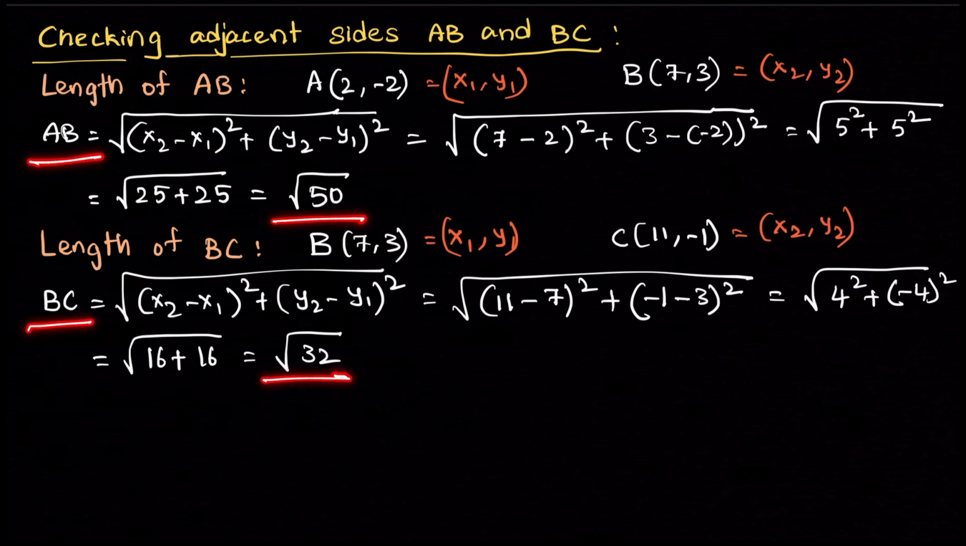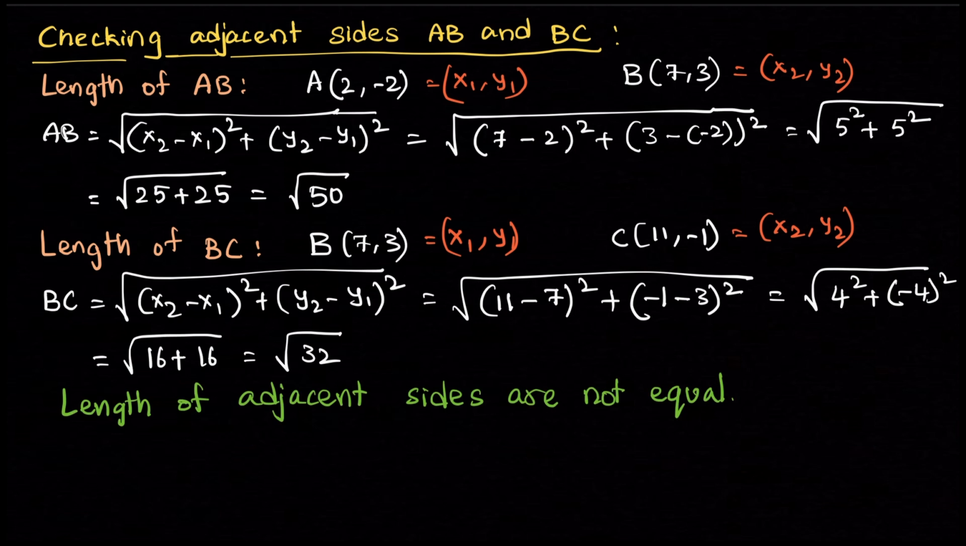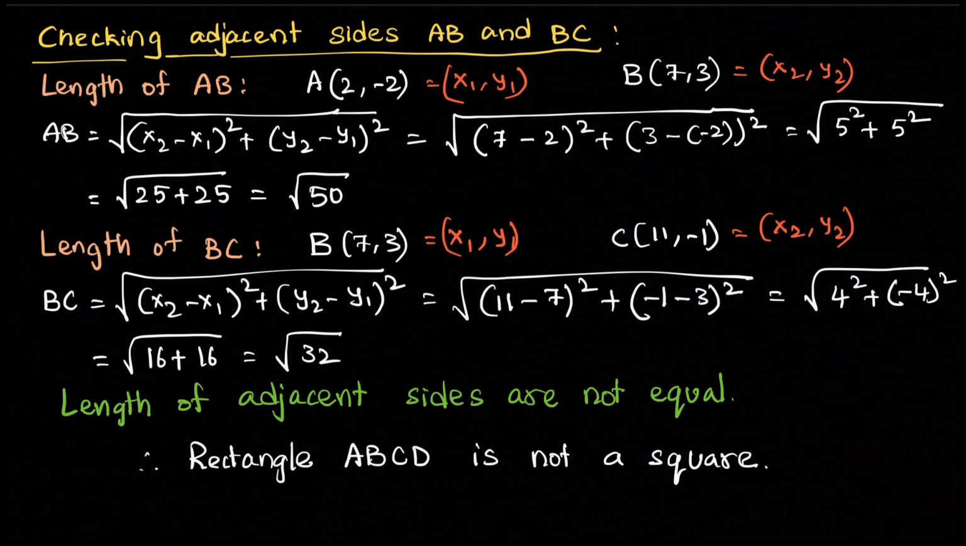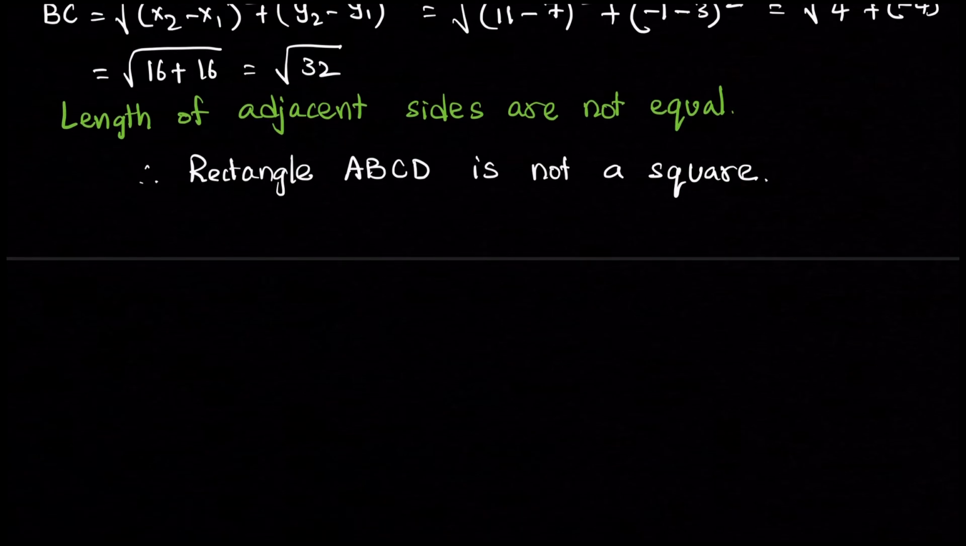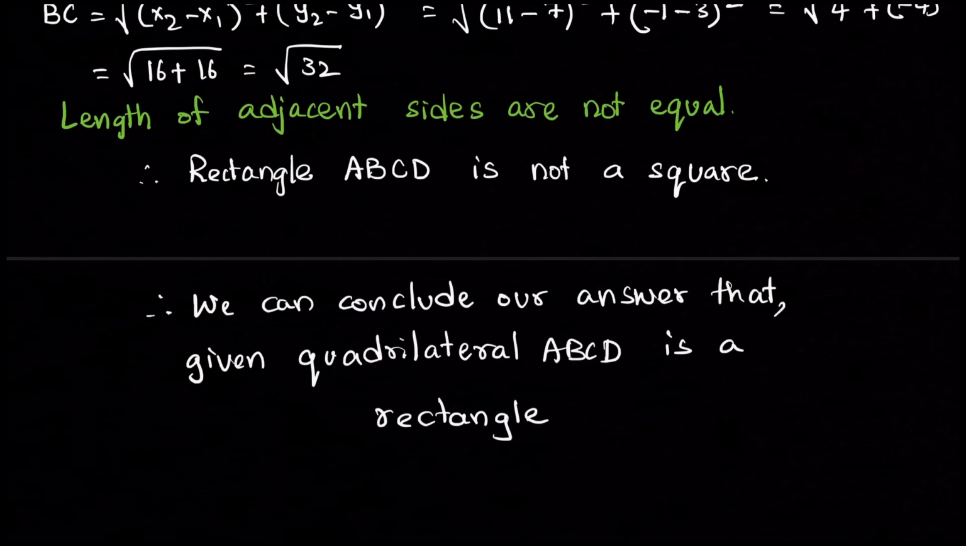From the lengths AB and BC, we can say that the lengths of adjacent sides are not equal. Therefore, rectangle ABCD is not a square. And from all our observations, we can conclude that the given quadrilateral ABCD is a rectangle.